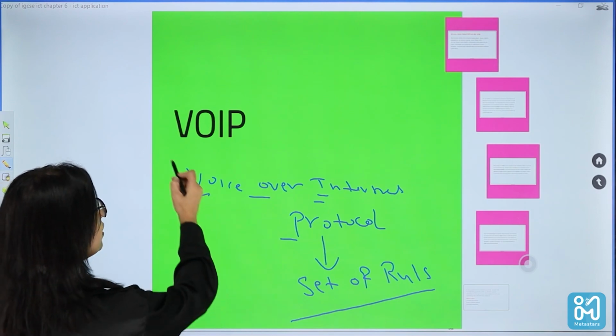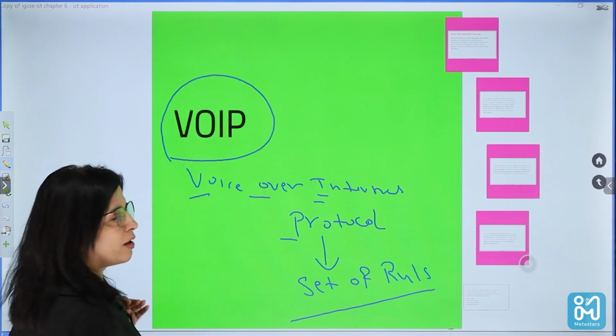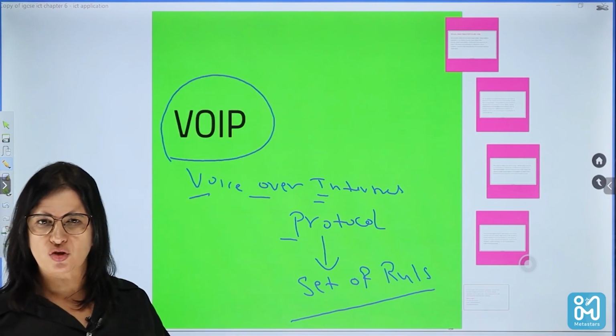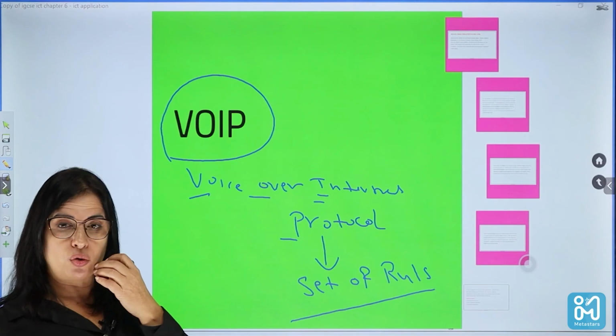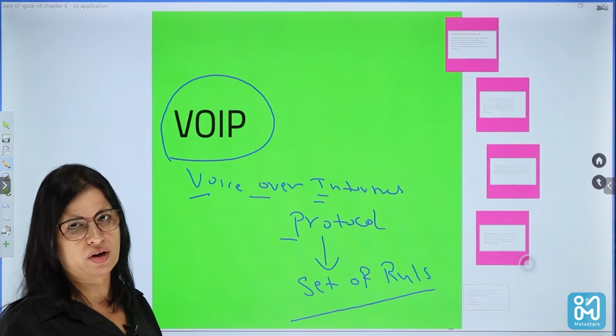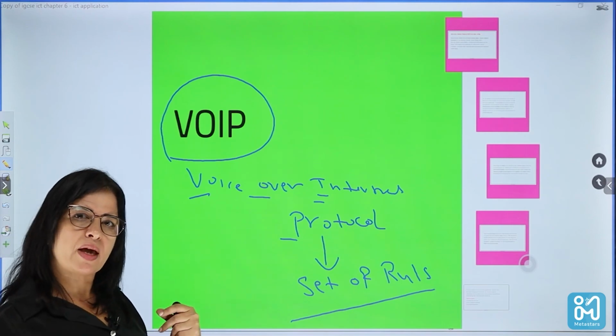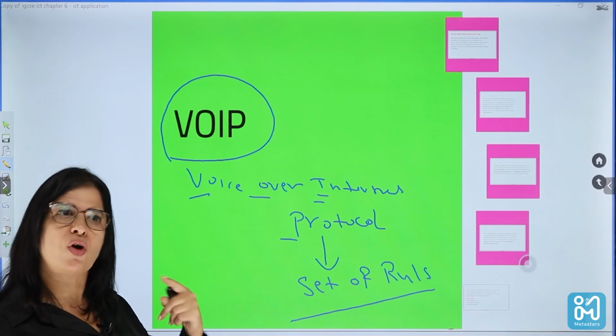So the difference with VoIP is, if you are using WhatsApp or Messenger to make an audio call, you are using the internet, right? But if you are making a typical ordinary phone call, you are using what?